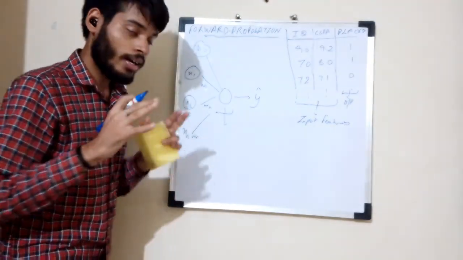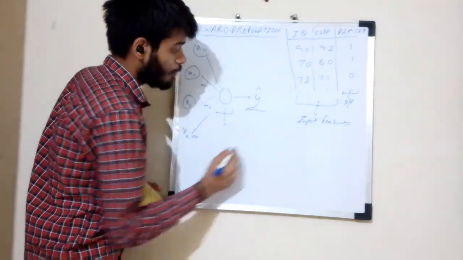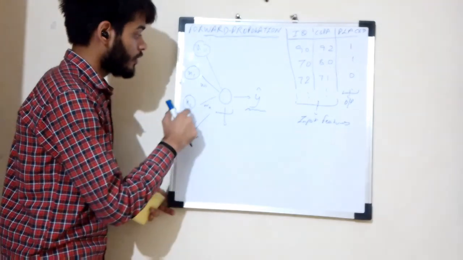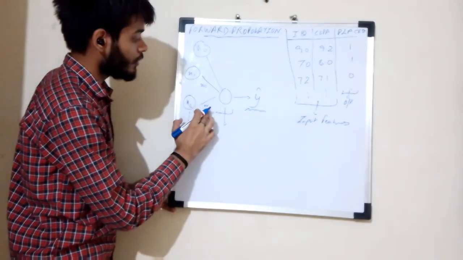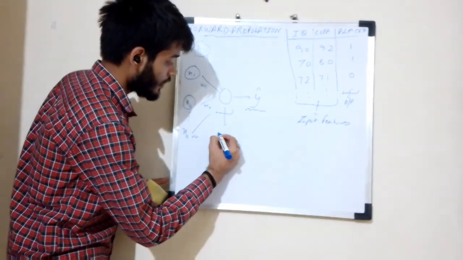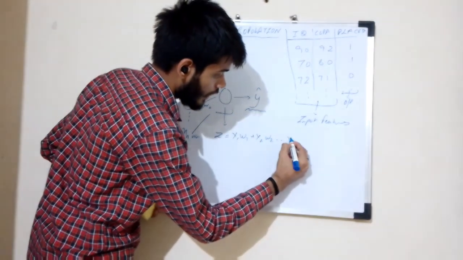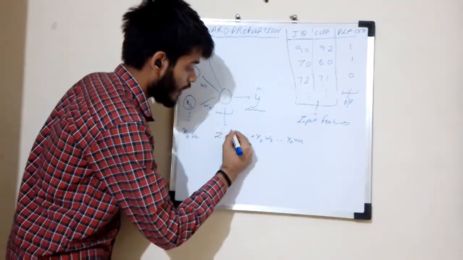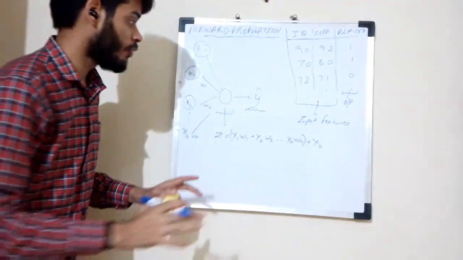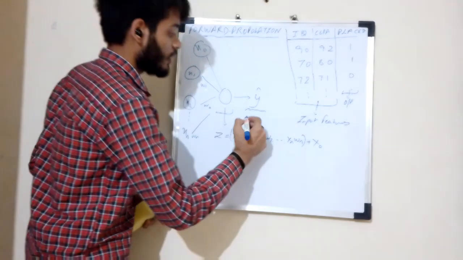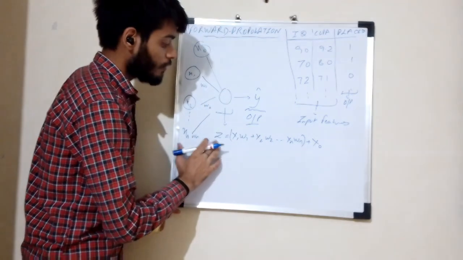I want you to take this away from this lecture: to find the output we need to perform two steps. The very first step is to find the summation of each input feature multiplied with its weight. Basically z equals x1 w1 plus x2 w2 and so on till xn wn, and then adding the bias term x0, which is a scalar. This is the first step for finding y cap, our predicted output.